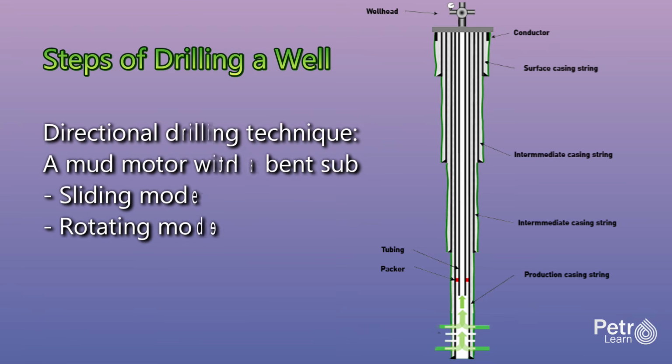This mode is called the sliding mode, and it is used for building an angle in a specific direction. When the entire drill string is rotated from the surface, the bent sub effect averages out and the well drills relatively straight. This is what is called the rotating mode. By alternating between these two modes, the directional driller can steer the well along a planned path.